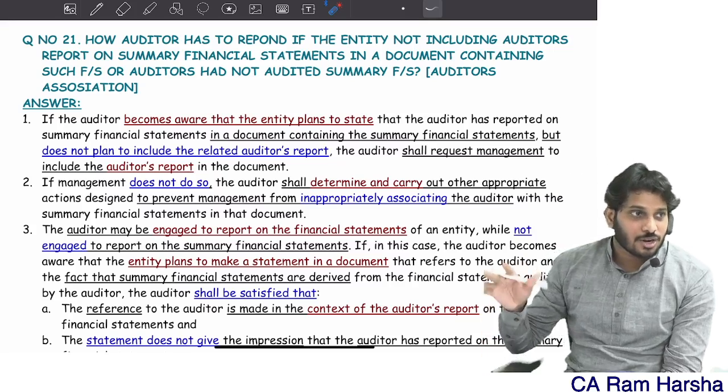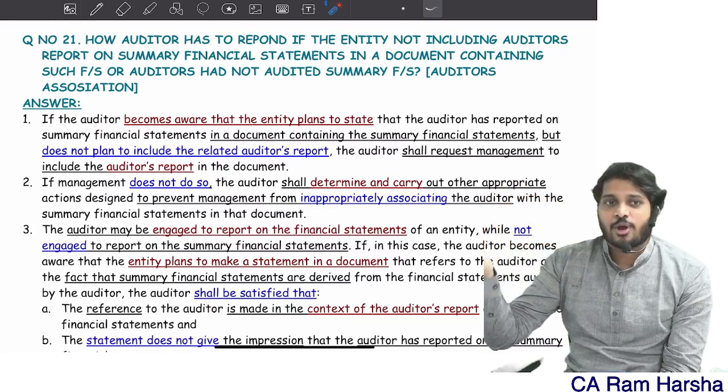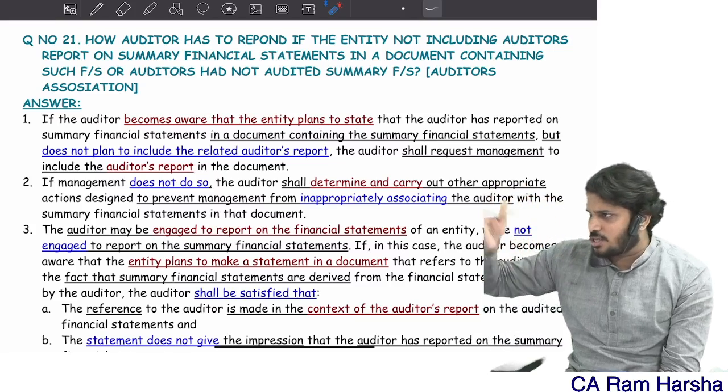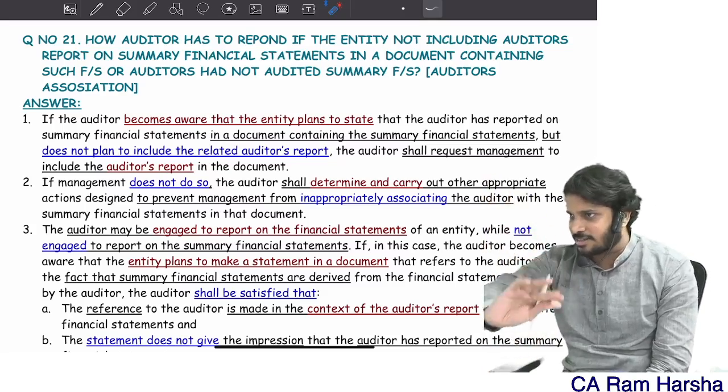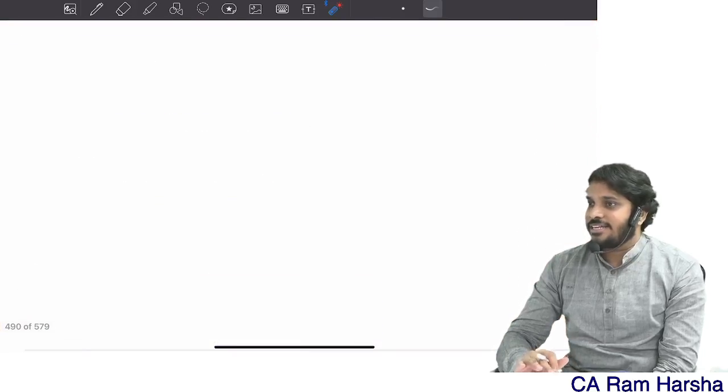If the company is not cooperating and your audit report is not included with the summary, you have to take appropriate action. What appropriate action you have to take? Maybe you have to contact the audit advisory board regarding this. That's it. The standard is over. The entire standard 810 is over.